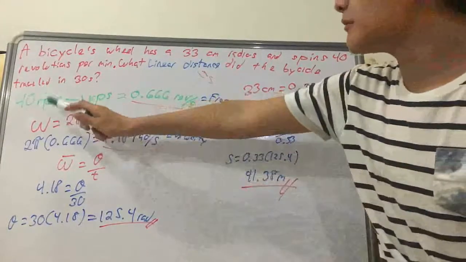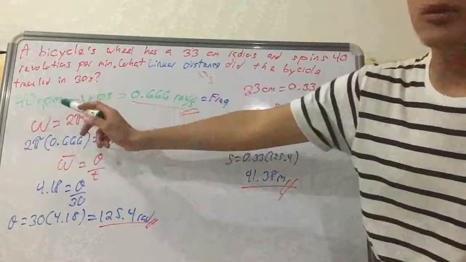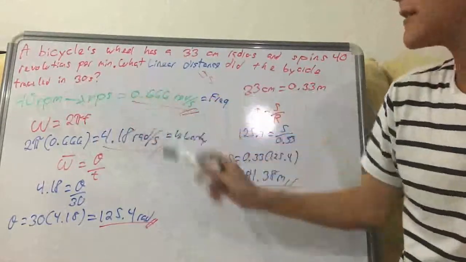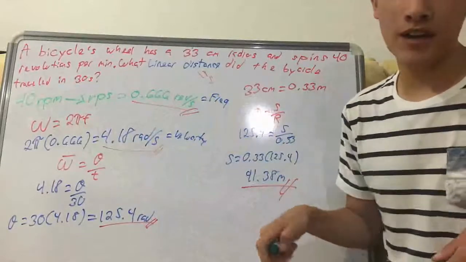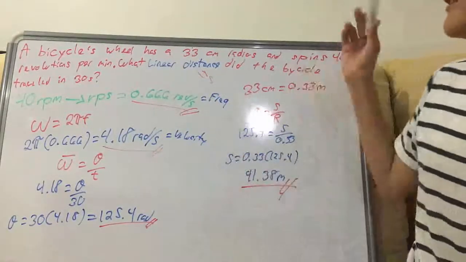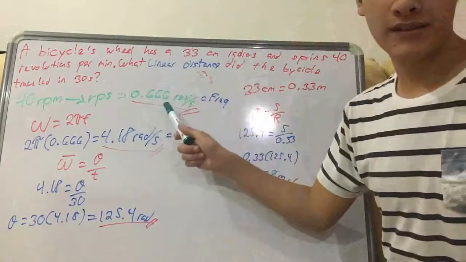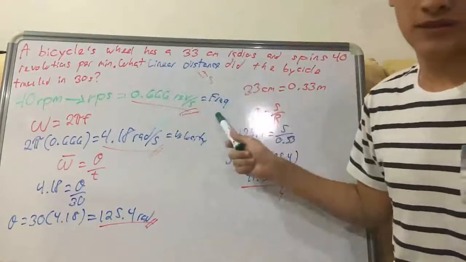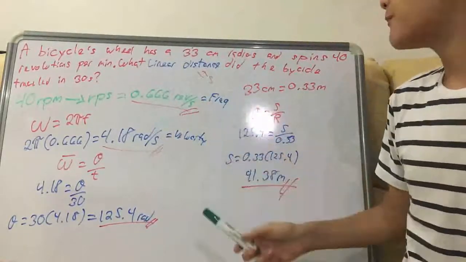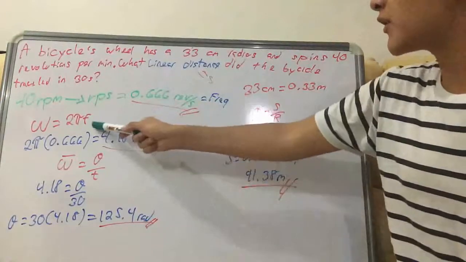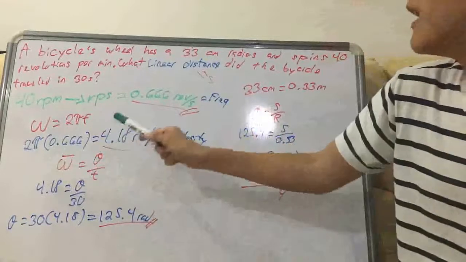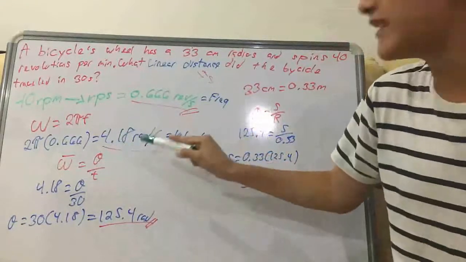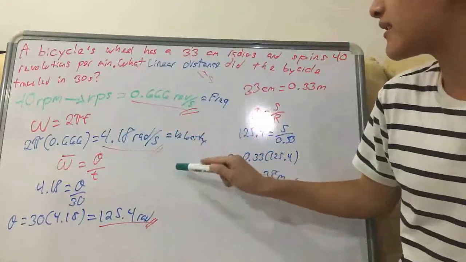So the 40 revolutions per minute, we're going to convert to revolutions per second. To know how to do that, you can check the link in the description. I'm going to show you how to do those conversions. It will give us 0.666 revolutions per second. And that will be the frequency. And to get the angular velocity, we're going to use this formula. So it will be 2 pi times the frequency, equal to 4.18 radians per second.